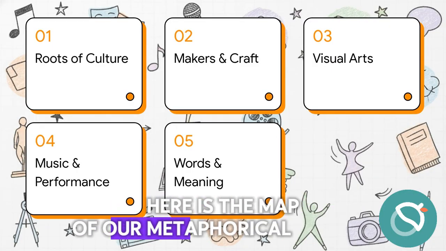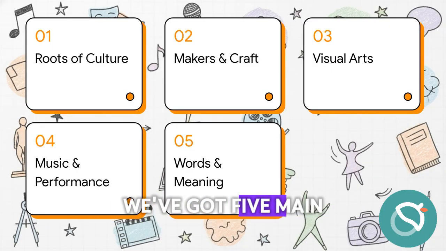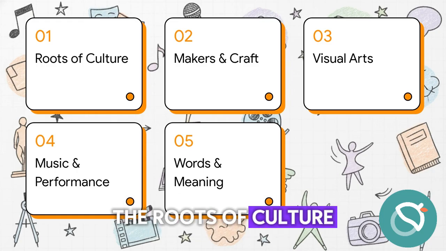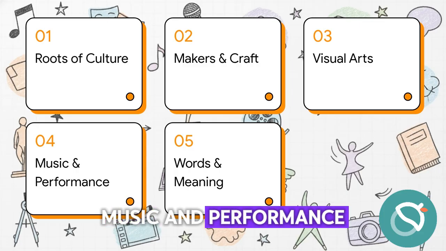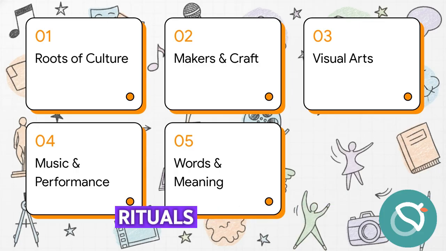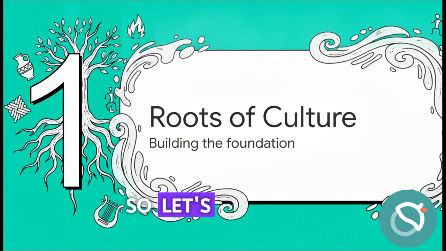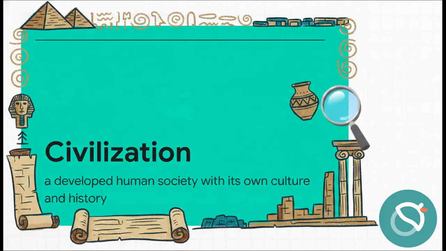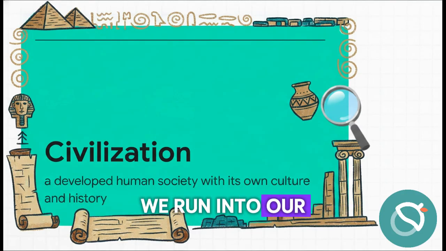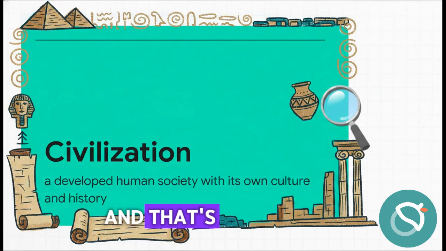Here is the map of our metaphorical museum. We've got 5 main rooms today: the roots of culture, makers and their craft, visual arts and masterpieces, music and performance, and finally, words, rituals, and meaning. So let's step right into room number 1, the roots of culture, where we're building the foundation of society. Right here at the entrance, we run into our first really foundational word, and that's civilization.